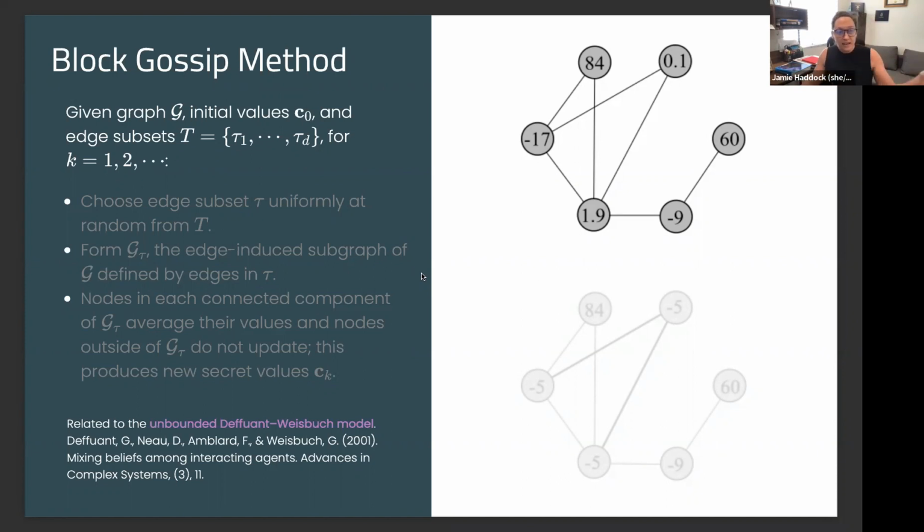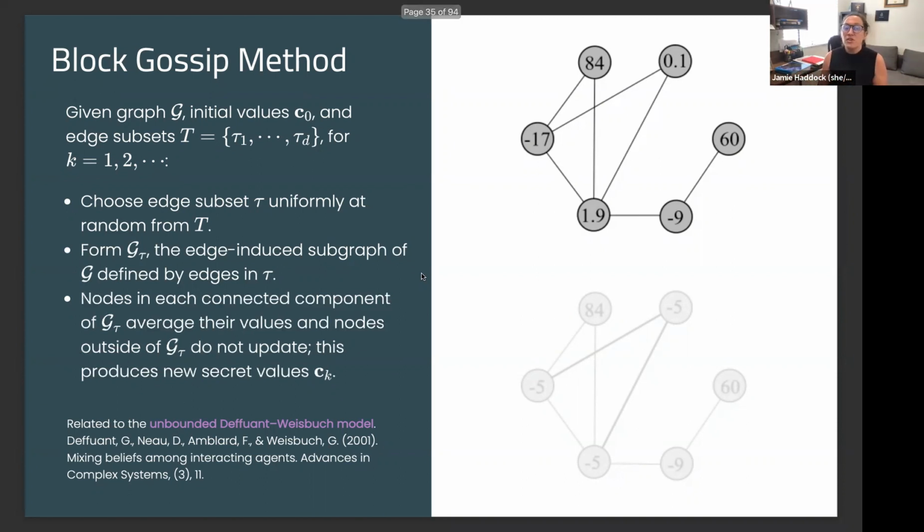And the gossip method says that in each iteration, we'll randomly activate one of those sets of edges, tau. We'll look at the edge-induced subgraph of G defined by the edges in tau. And then the nodes in each of the connected components of that induced subgraph, G tau, average their values across their edges. Nodes outside of G tau are not activated. They don't have the opportunity to do anything. And this produces the new secret values.